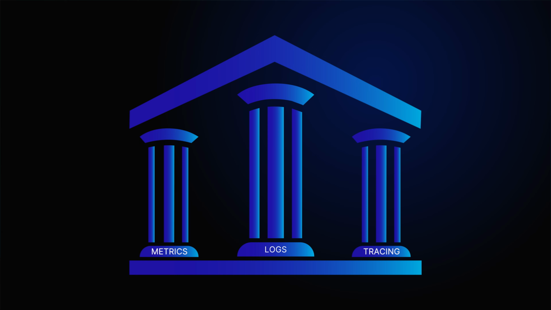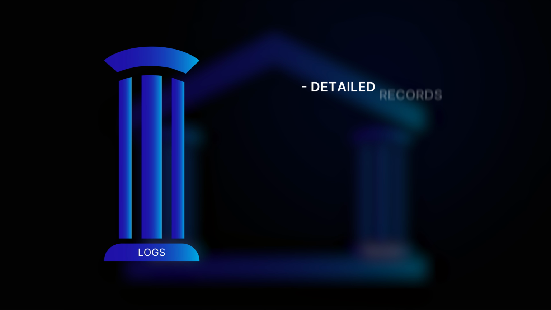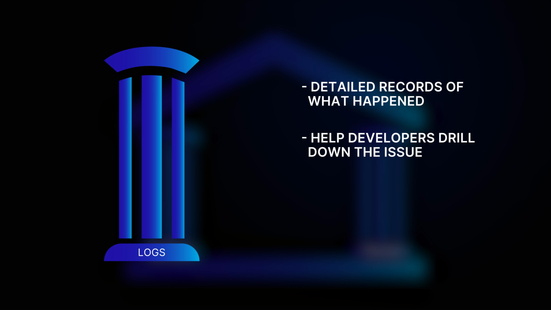That's where logs come in. Logs provide detailed records of what happened at specific moments. If a metric shows a spike in error rates, logs help developers drill down and see what triggered the issue. The challenge? Logging everything generates a massive amount of data, making it difficult to store and analyze efficiently.